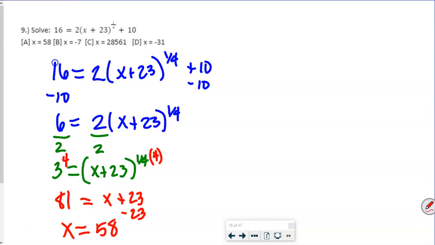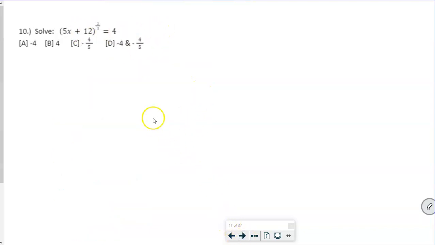Now we can check that by plugging it back in there. 58 plus 23. 58 up here, plus 23 is 81, and the 4th root of 81 we know is 3 because 3 to the 4th is 81. So 2 times 3 is 6, and 6 plus 10 is 16. Okay? That's a good way to check it.